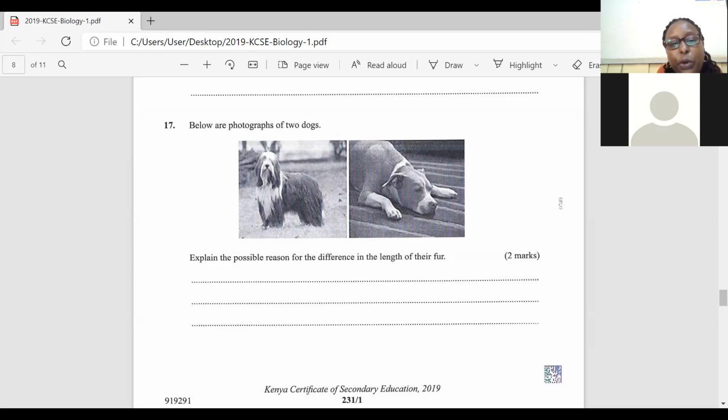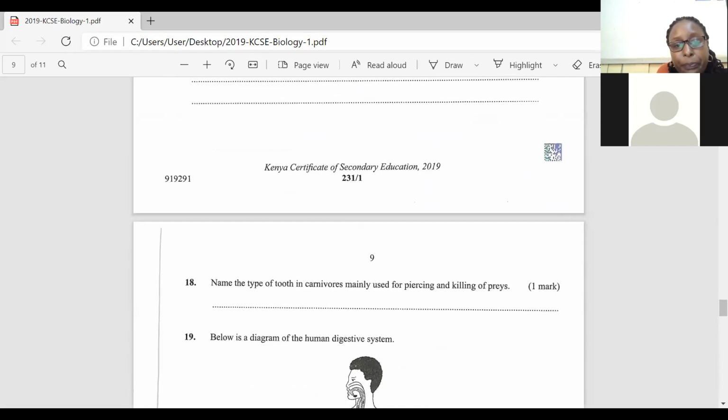So the student, to score the 2 marks, had to bring out that and explain how having the thicker hair for the first dog is going to enable it to survive in the cold areas, because it is helping in insulation.